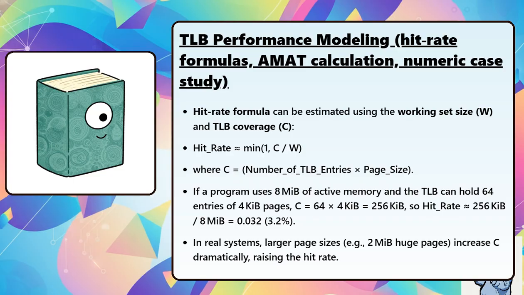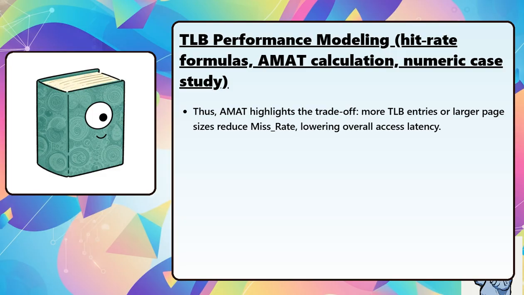In real systems, larger page sizes, for example 2 megabyte huge pages, increase C dramatically, raising the hit rate. Thus, AMAT highlights the trade-off. More TLB entries or larger page sizes reduce miss rate, lowering overall access latency.